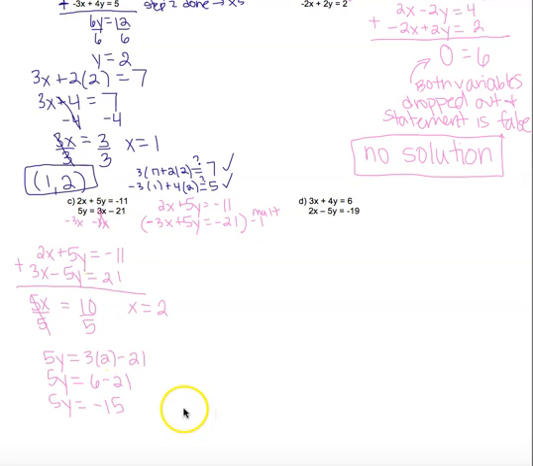So now I am going to divide both sides by the 5 in order to solve for my y. So divide by 5 over here, divide by 5 over here, and so I end up with y equals negative 3.